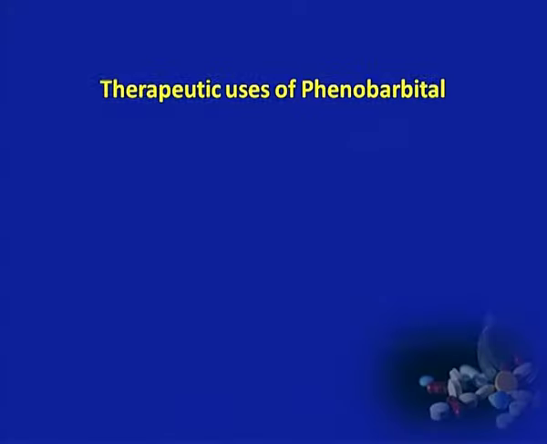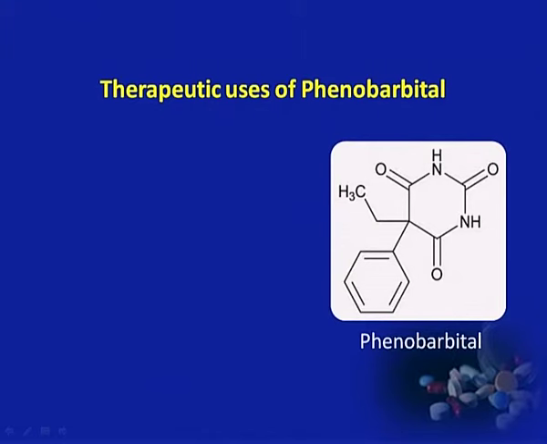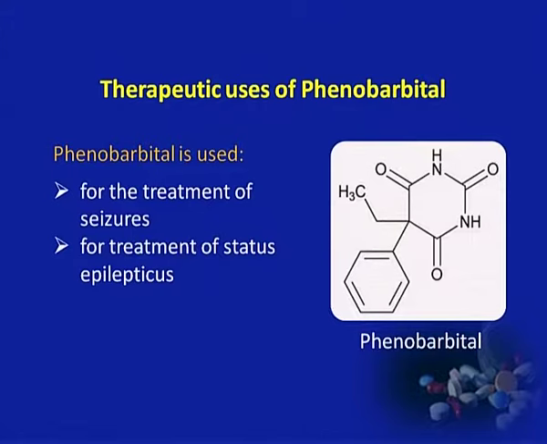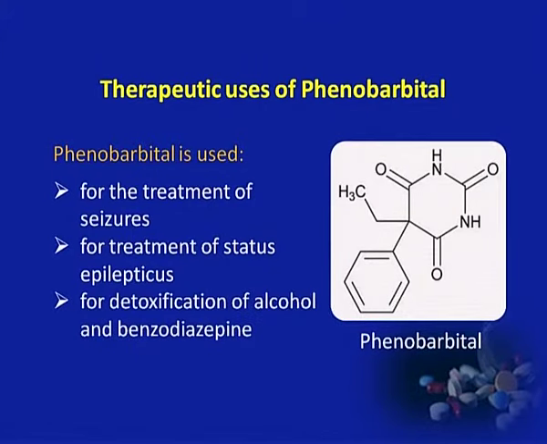Let's discuss a drug, phenobarbital. This is the chemical structure of phenobarbital. It is used for the treatment of seizure, for the treatment of status epilepticus, and for detoxification of alcohol and benzodiazepine. Let's discuss the chemical synthesis of phenobarbital.